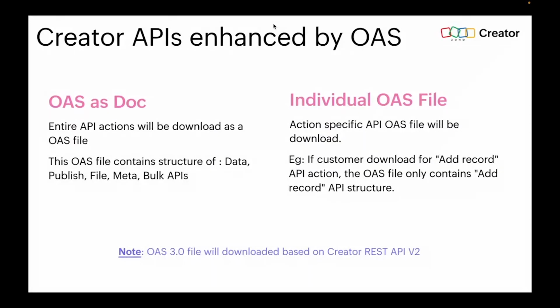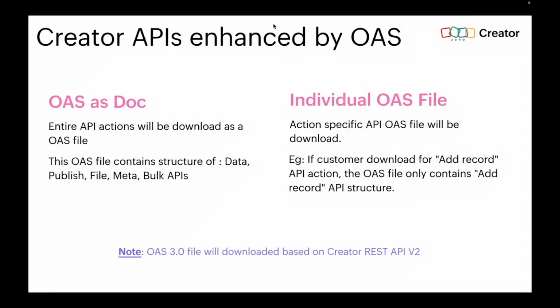And how is Creator's API enhanced by OAS? OAS as a doc and as an individual OAS file. What does this mean? Entire API actions like add records, update records, delete records, everything will be covered or downloaded as one OAS file. This OAS file structure will have the data, publish, file, meta, and bulk APIs that we saw previously, right? And if you want any specific action to be performed, you can just download that specific OAS file.